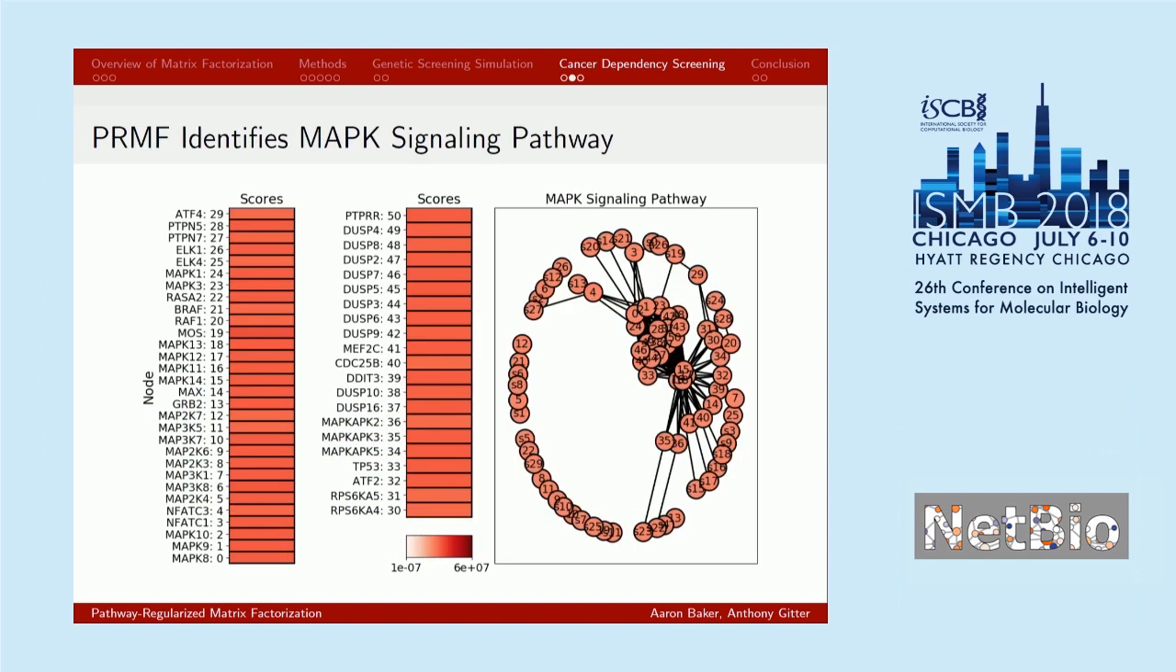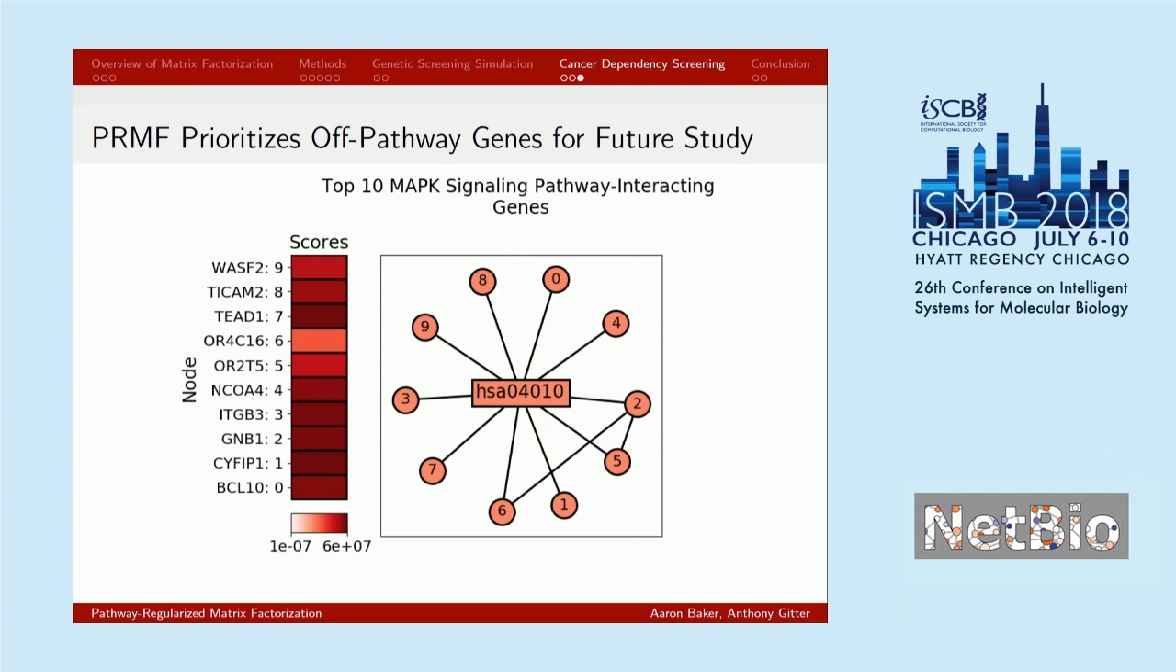So when we run our method on this data set, we find that one of the optimal latent factors is associated with the MAPK signaling pathway. This is a great sanity check for us because this is a cancer data set, and the MAPK signaling pathway is a well-known cancer pathway. It's involved in controlling apoptosis, cell differentiation, and proliferation. So this is a great sanity check to measure our performance against.